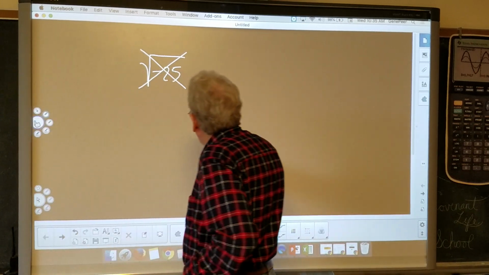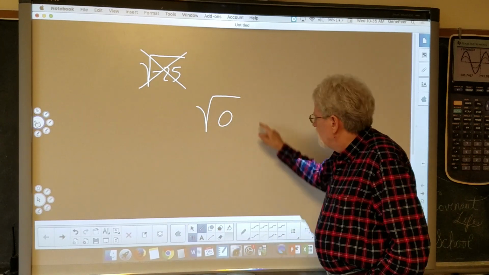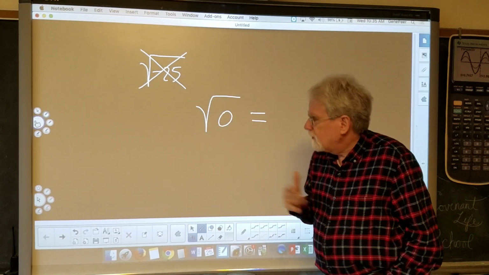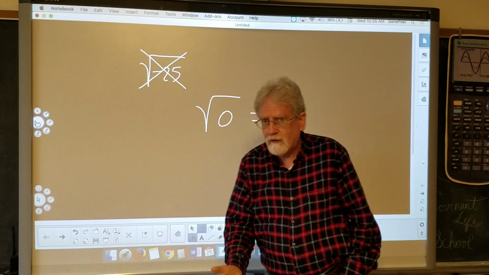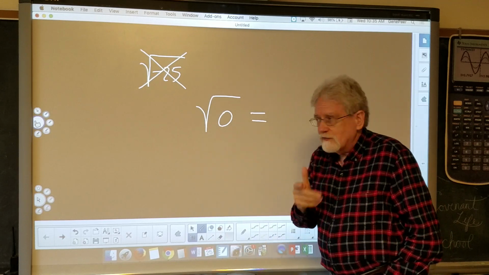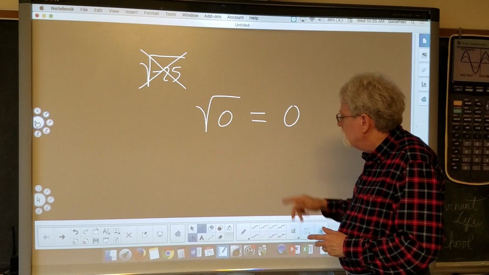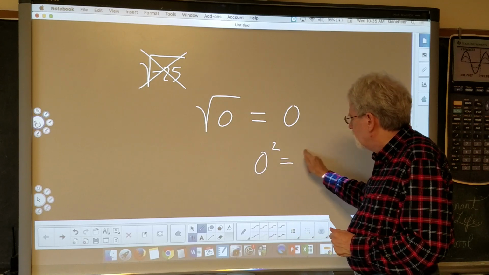How about square root of 0? Well, does it exist? Is there a number which, when multiplied by itself, gives an answer of 0? Yes. Square root of 0 is 0. Why? Because 0 squared is 0.